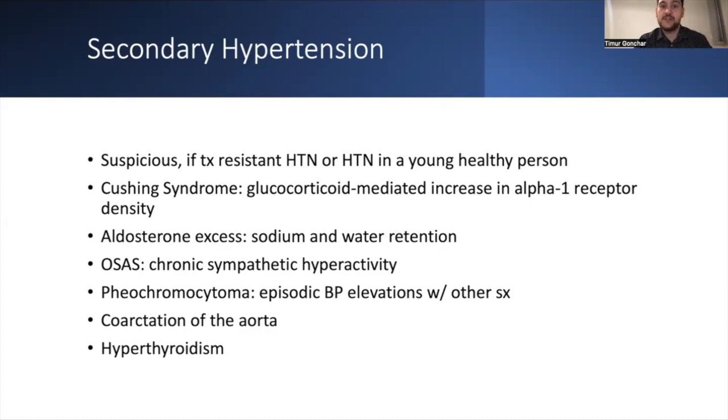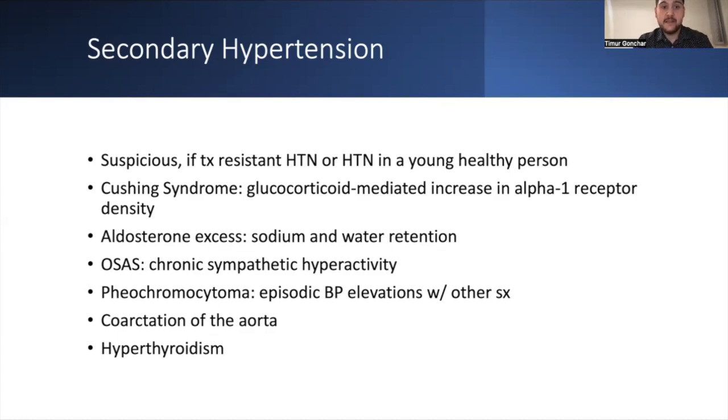Another clinical situation is hypertension in a young patient, otherwise healthy, without any risk factors for hypertension, including negative family history, but you still have elevated blood pressure. This is the time to run some tests to exclude some causes of secondary hypertension. So now let's start discussing the possible etiologies of the secondary hypertension.